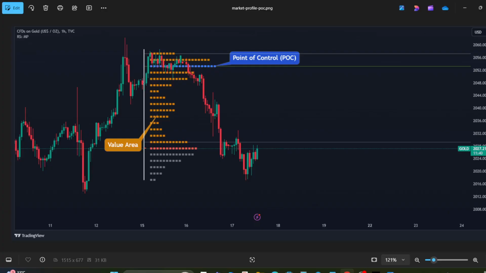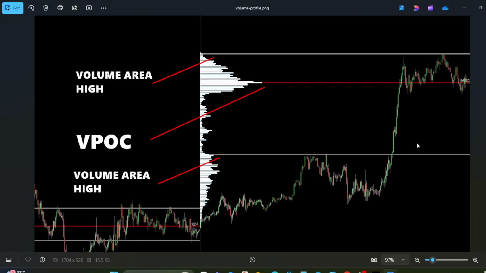However, if you're looking for more precise entry and exit points based on actual trading activity, then the volume profile could be your go-to tool. It's especially helpful for scalpers or day traders who want to understand where the bulk of trading volume is occurring. By analyzing the volume at each price level, you can identify key levels of support and resistance that might influence short-term price movements.